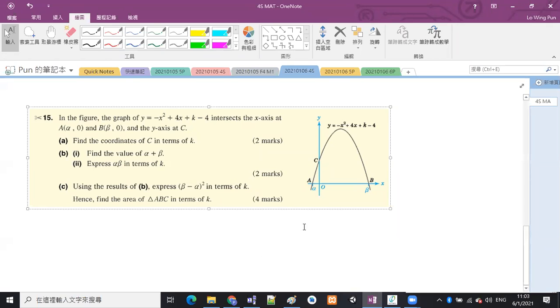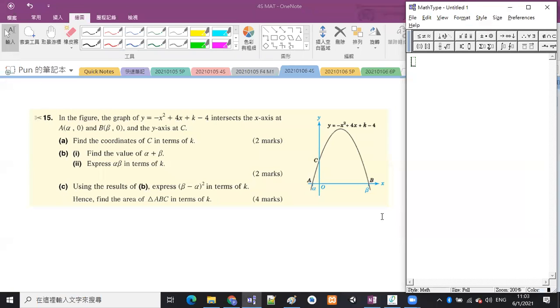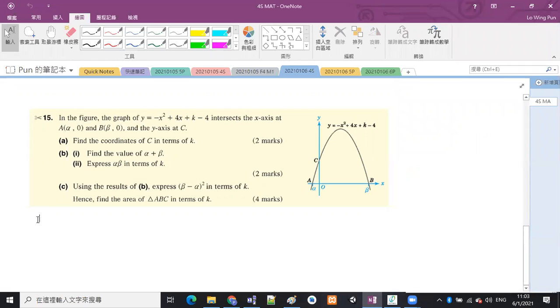In part A, the question just asks you to find the coordinates of point C. C is the y-intercept of the graph. So we just need to put x to be 0 and calculate the value of y. So y is negative 0 squared plus 4 times 0 plus k minus 4, which is equal to k minus 4. So it is in terms of k. Therefore, the coordinates of C will be 0 and k minus 4. And that is the answer of part A.